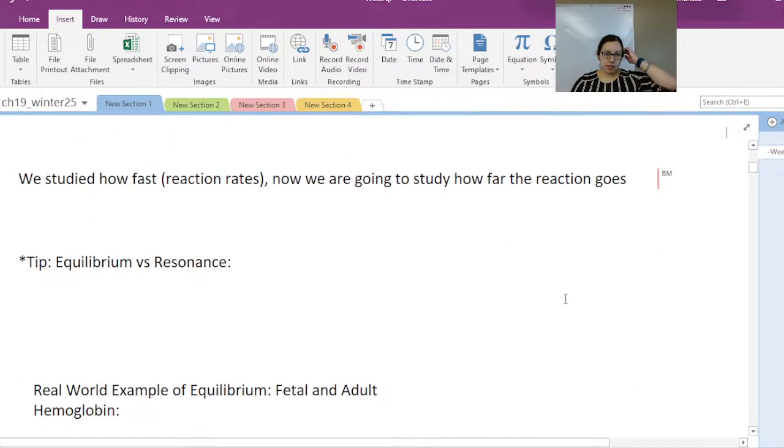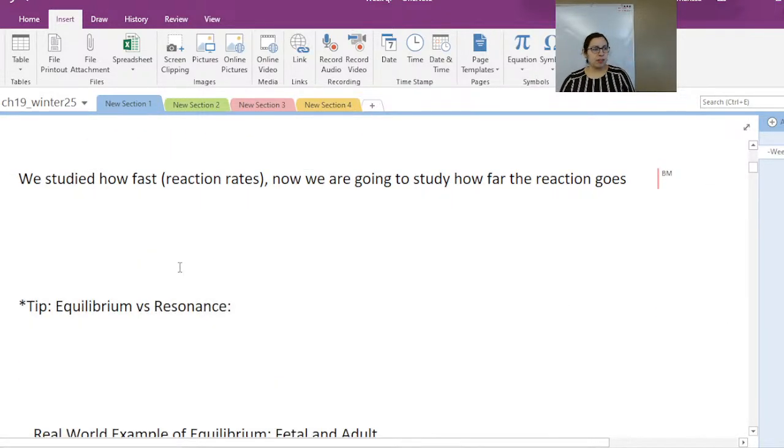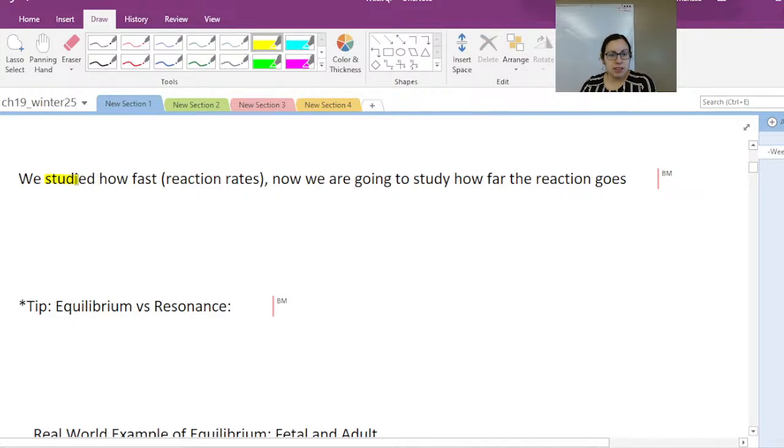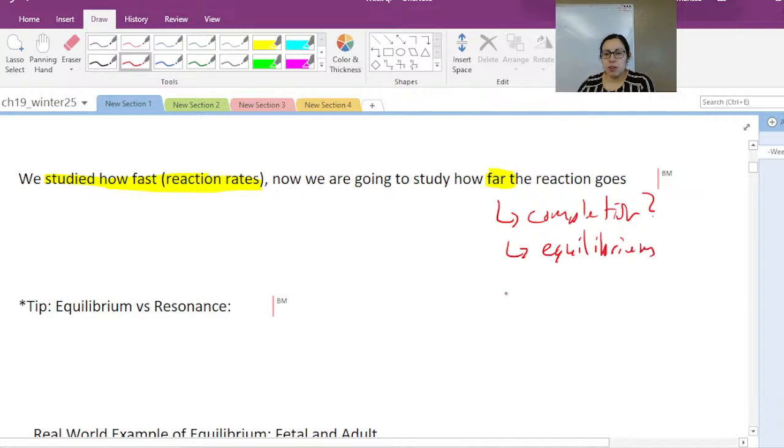Now we're recapping where we're at. We've been studying how fast things occur, and now we're going to study how far. Does this go to completion? Is there some sort of equilibrium we'll introduce? We're figuring out this products versus reactants ratio now.